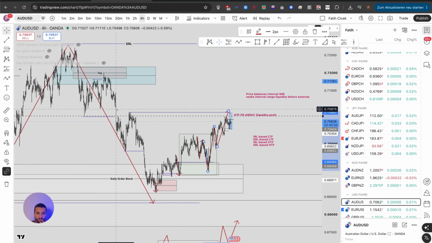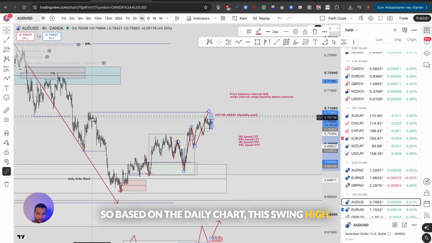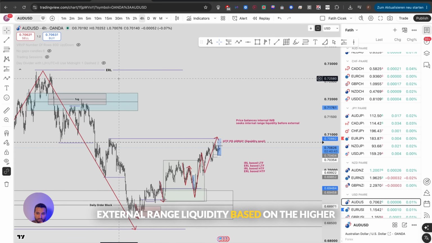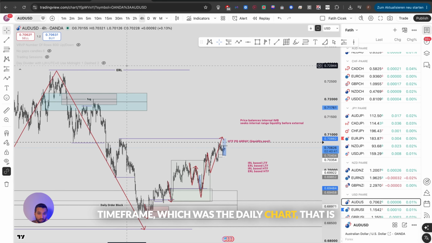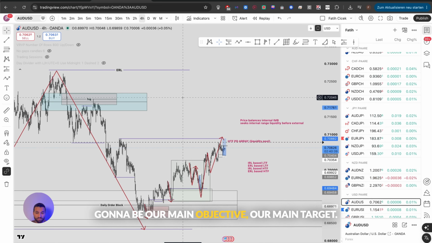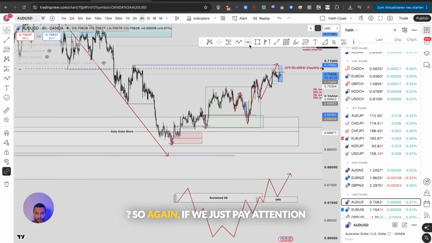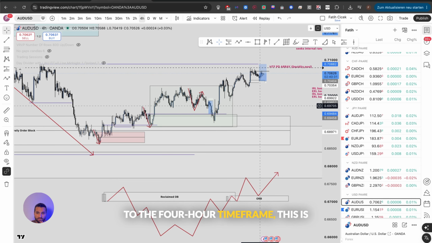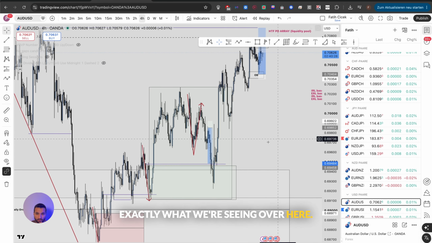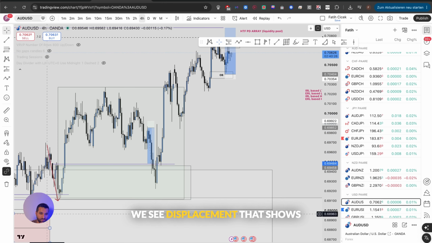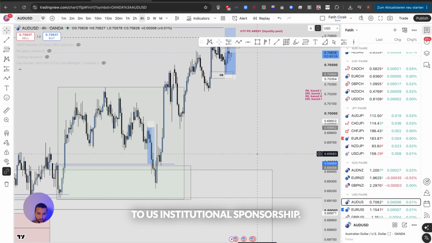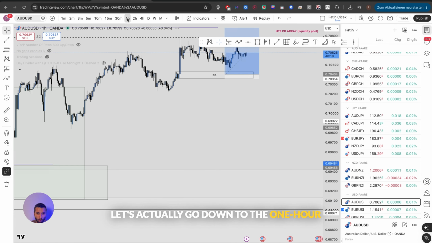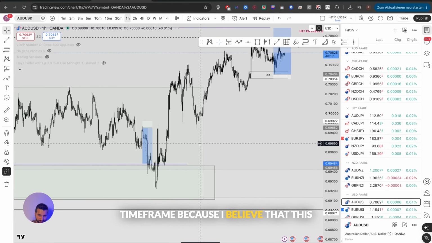Okay, so based on the daily chart, this swing high, this fair value gap, and then eventually the external range liquidity based on the higher time frame, which was the daily chart, that is going to be our main objective, our main target. So again, if we just pay attention to the 4-hour time frame, this is exactly what we're seeing over here. We see a main impulse, we see displacement that shows to us institutional sponsorship.